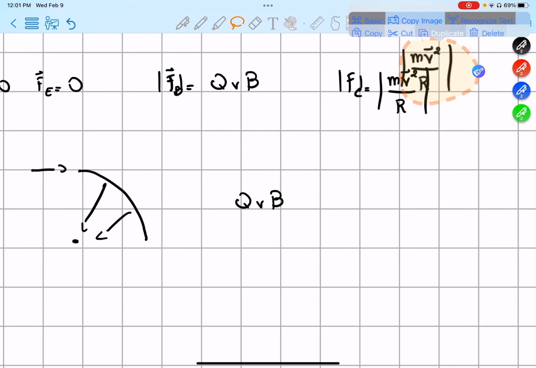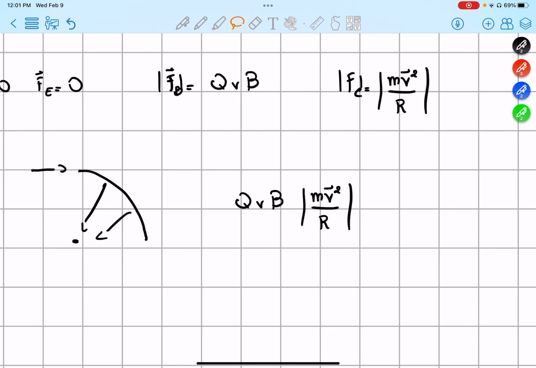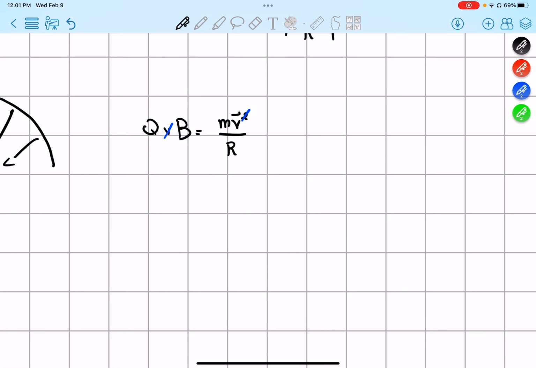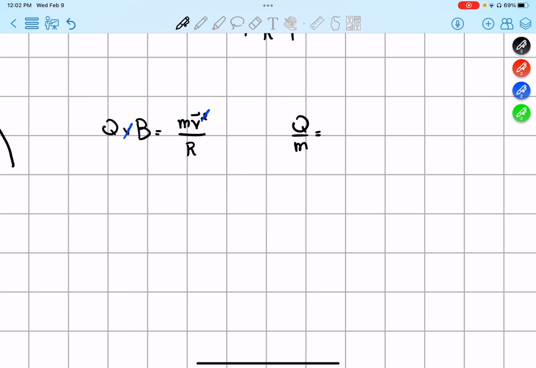Let me just copy it and paste it. Here we would have the absolute value as well. So we can cancel all the absolute values. Okay, and then we can start canceling out our V. Let me do it in blue so it's a little more clear. We cancel V here, and we have to find it in terms of Q over M. Therefore, what we have left is Q over M equals V over RB.